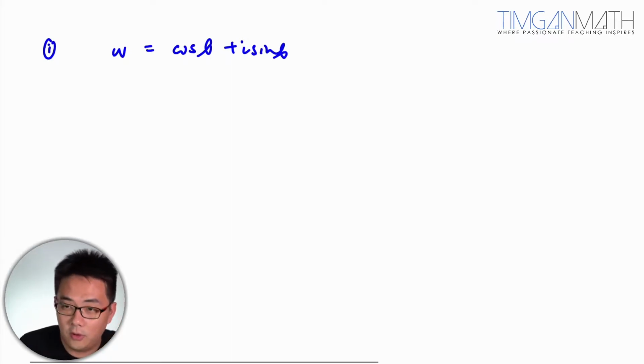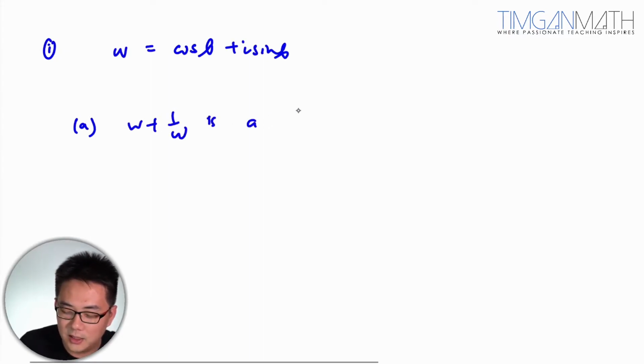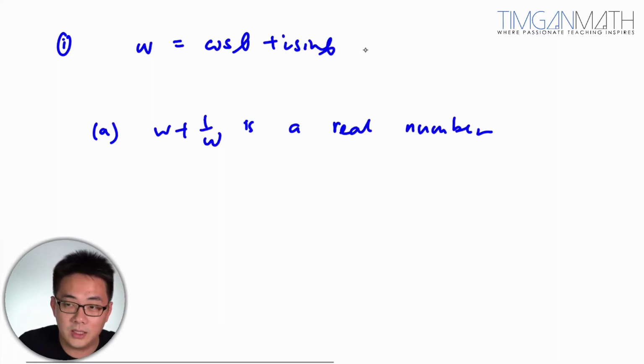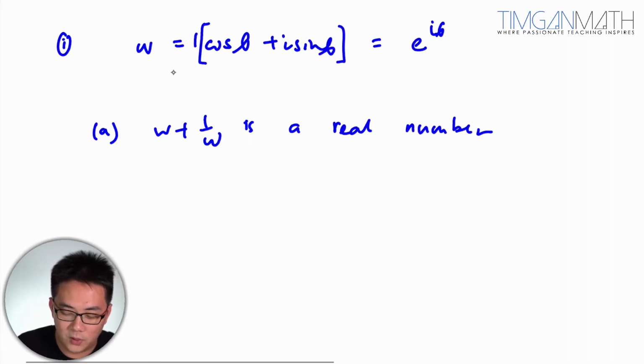Okay, so for part (i)(a), you're told to show that w plus 1 over w is a real number. Okay, there are a few ways of doing this. So the first thing is you could just let w equal e to the i theta, because the modulus of w here is 1. You can tell that this is 1 because of this whole thing here, which is 1. So I'm just going to leave this as 1 first. That's the most important part.